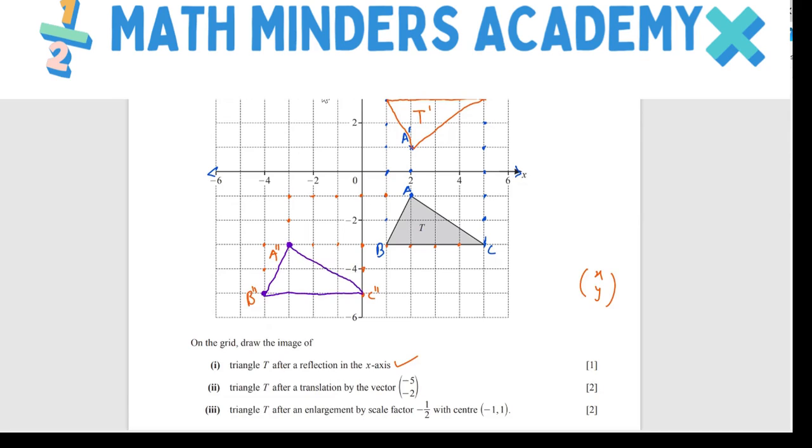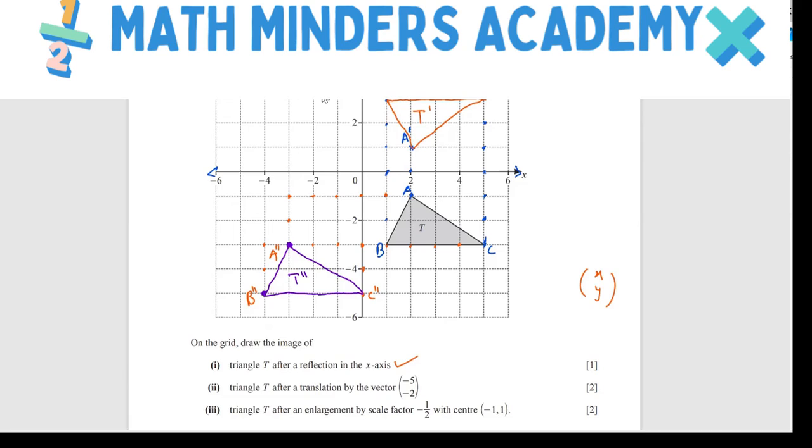And we have this, okay? This is the translation of triangle T by the vector -5, -2. Then the next is enlargement. On the grid, draw the image of triangle T after an enlargement by scale factor -1/2 with center -1, 1.